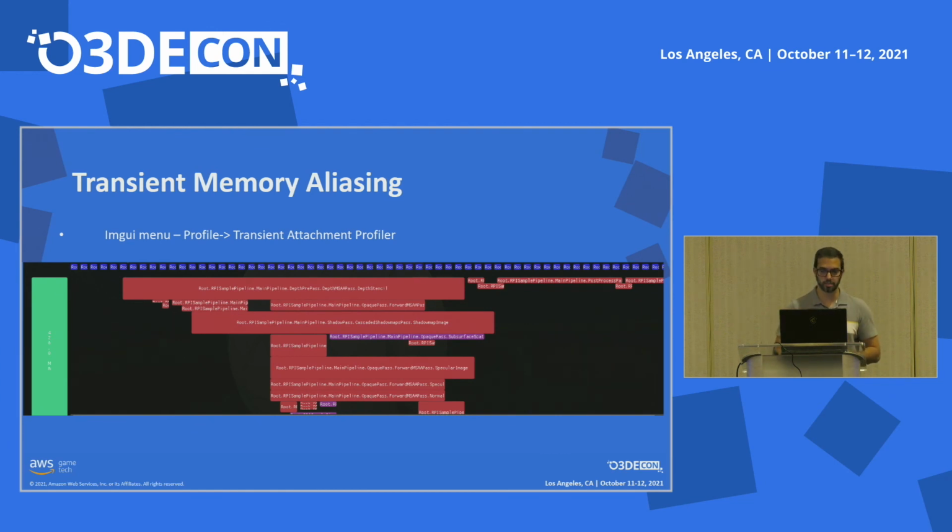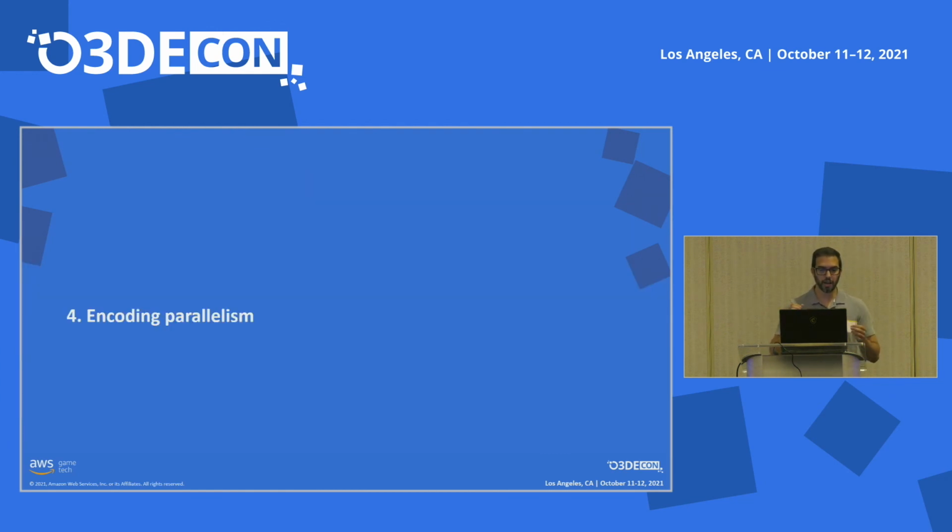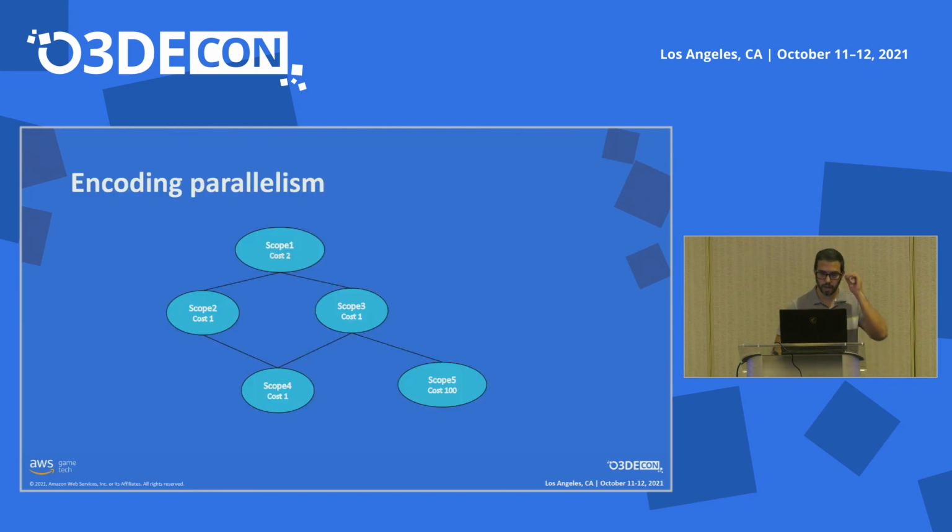Vertically it's not aliased. So now how do you encode all the GPU commands in parallel? I'll give you a quick example. So imagine if you have 5 scopes. You have scope 1 that has a cost. The cost in this case is also arbitrary, but let's say it takes 2 amounts of work, and scopes 2, 3, and 4 take 1 amount of work, and scope 5 will require 100 amounts of work, because scope 5 has, let's say, 100 meshes.